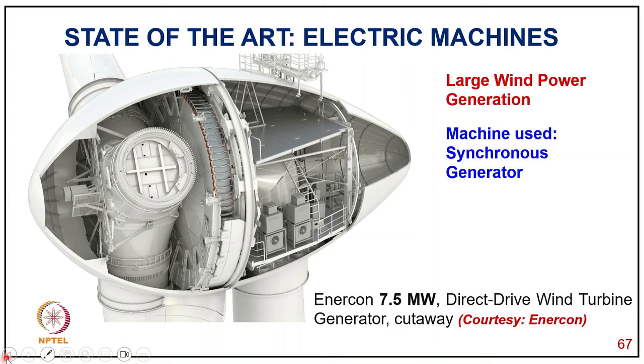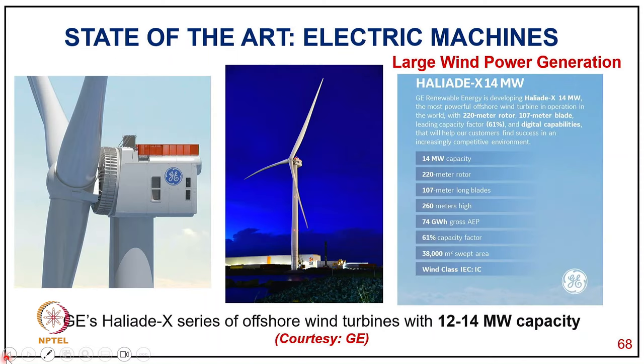Typically Enercon is manufacturing the conventional synchronous machine in salient pole construction with a large number of poles, so that you can avoid even the gear here, because you can design the salient pole synchronous machine with a very large number of poles to operate at very low speed. We call these direct drive wind turbine generators. Then of course we have a typically 12 to 14 megawatt capacity DFIG, doubly fed induction generator, even for offshore and onshore applications.